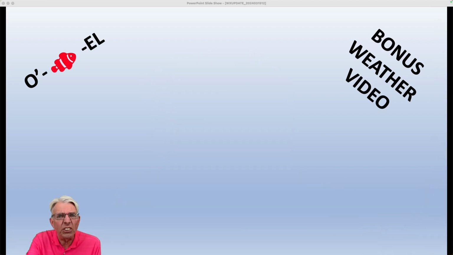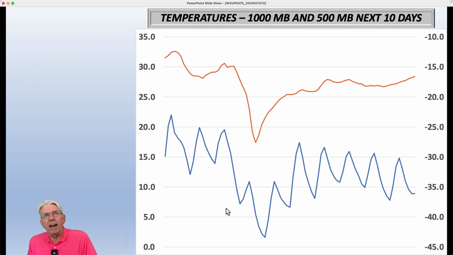And what I'm going to show you first is a couple of different levels of the atmosphere, and the scale here is much like you would see on a thermometer. In other words, the warmest is at the top and the coldest is at the bottom. Now, because the temperatures are above zero at 1,000 millibars and below zero Celsius at 500 millibars, I had to have two different scales. So for the 1,000 millibar, we go from 0C to 35C up here, and then over here, we go from minus 45C to minus 10C, okay? And this is the 500 millibar trace here. This is the 1,000 millibar, which is much closer to the ground.